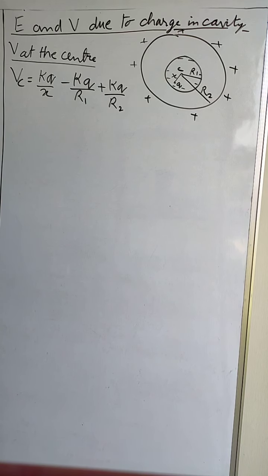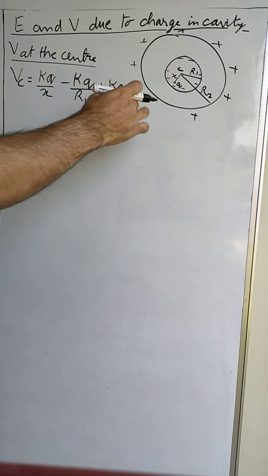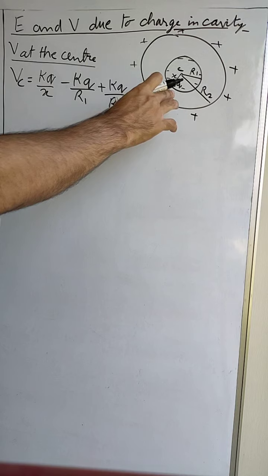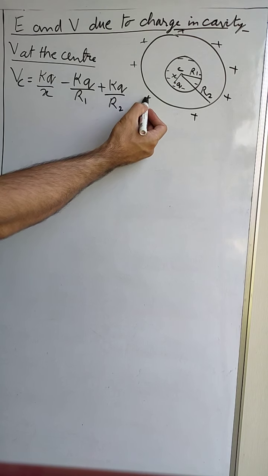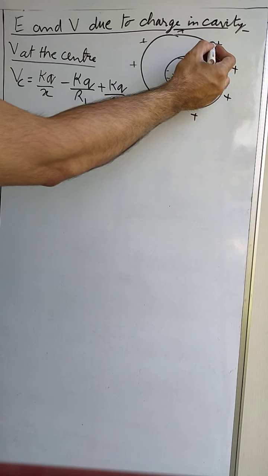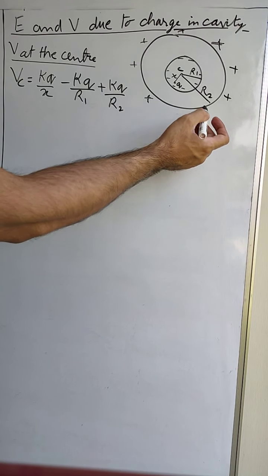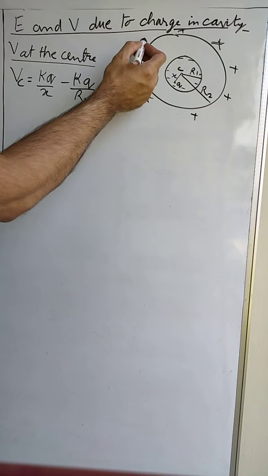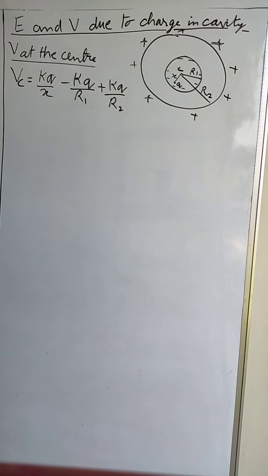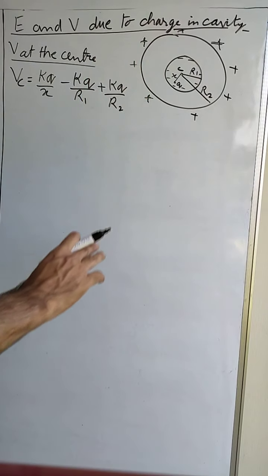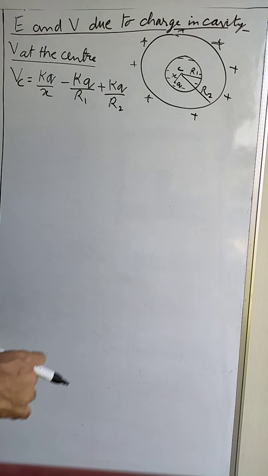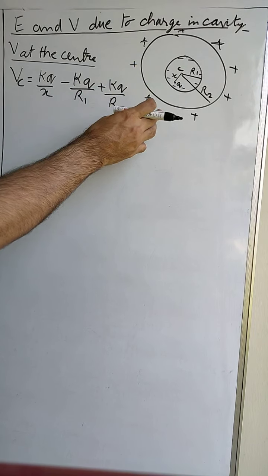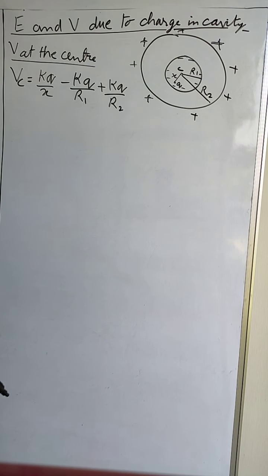Now if we calculate about the electric field, then electric field due to the outer charge inside the shell will be zero. Why? Because the electric field of this positive charge will be cancelled out by the diagonally opposite positive charge. So all the electric fields due to outer charge will get cancelled, and the electric field inside the shell because of the outer charge will be equal to zero.